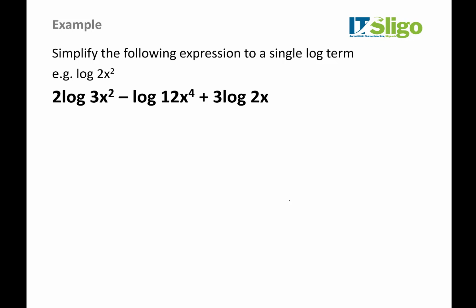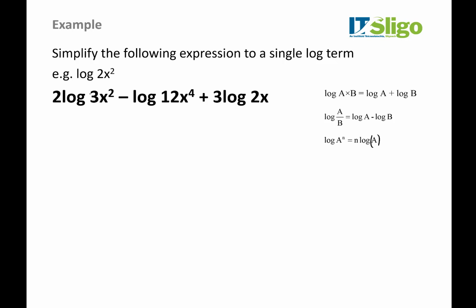Trickier one. Now guys, this is trickier, but the only real difference here is, guys, we have these numbers here in front of our logs. If we take a look at the log rules, guys, there's no numbers in front. We need to clean up the logs first. So we use rule 3. Anytime there's a number in front of the log, we write it as a power. But it's very, very important, guys, to put brackets around this first. So I'll show you what I mean.